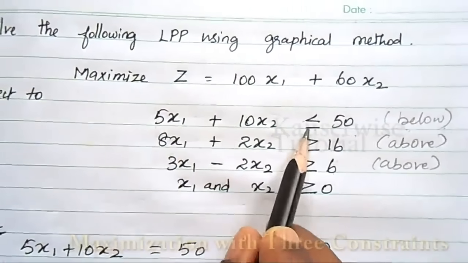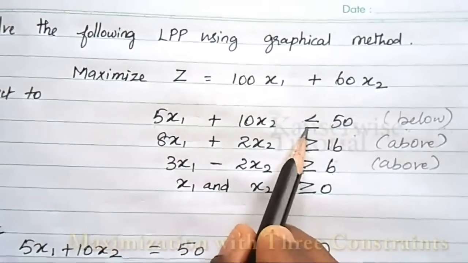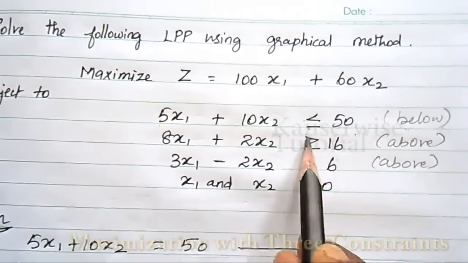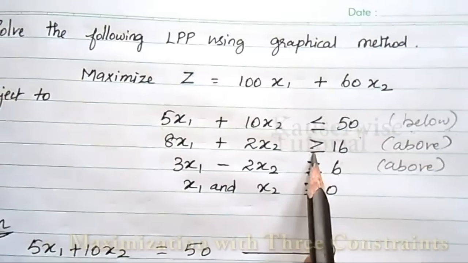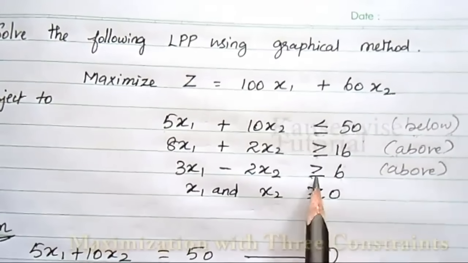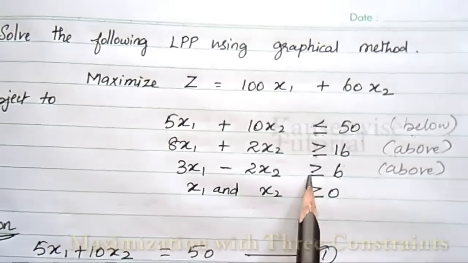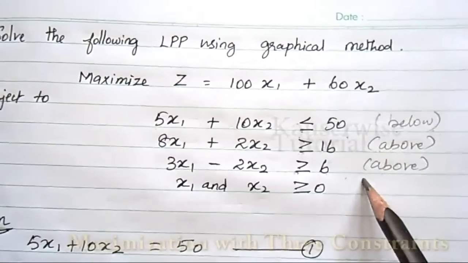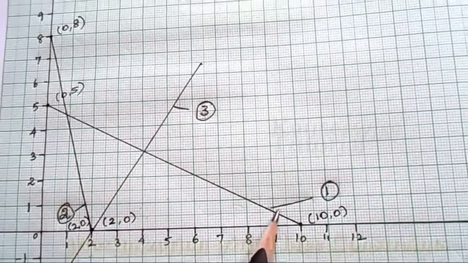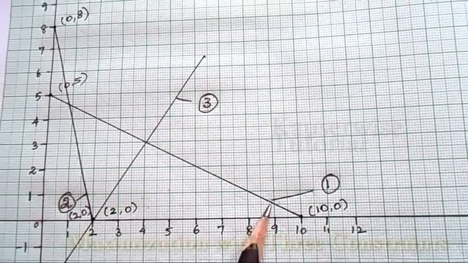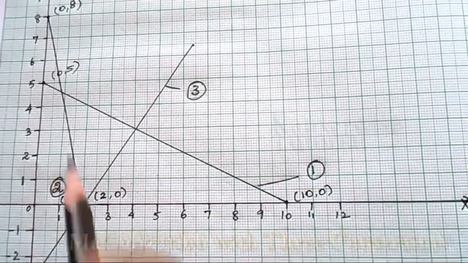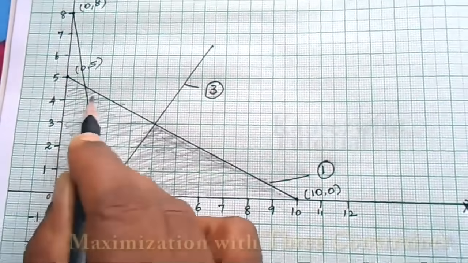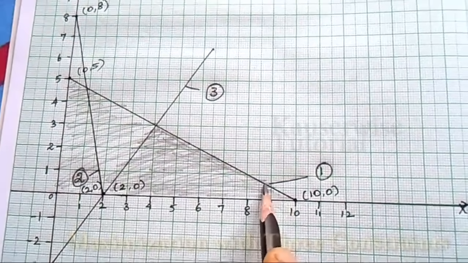The first one is less than or equal to, so the feasible region should be below the first line. The second one is greater than or equal to, so the feasible region should be above the second line. The third one is also greater than, so the feasible region should be above the third line. With this, we can find the feasible region. This is the first line, and the feasible region should be below it. Just shade like this.